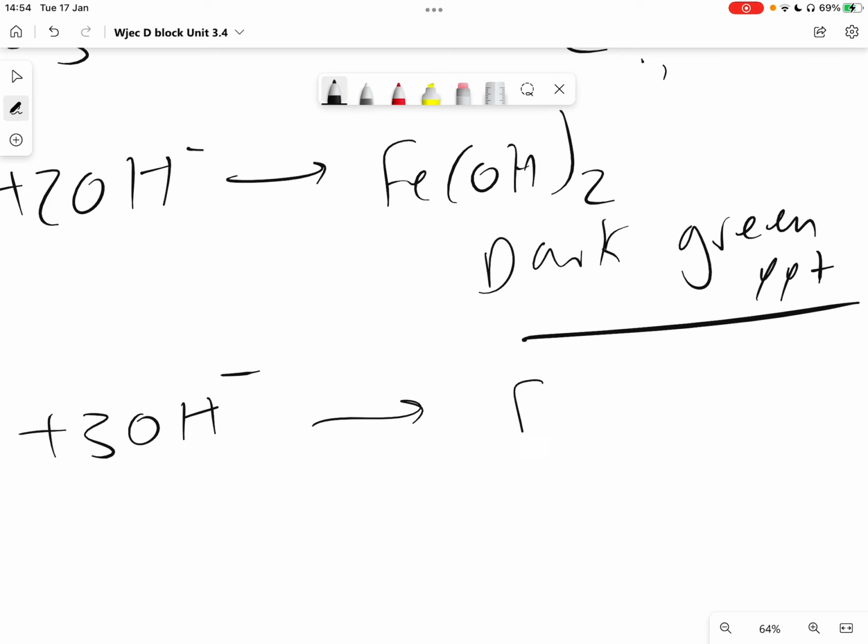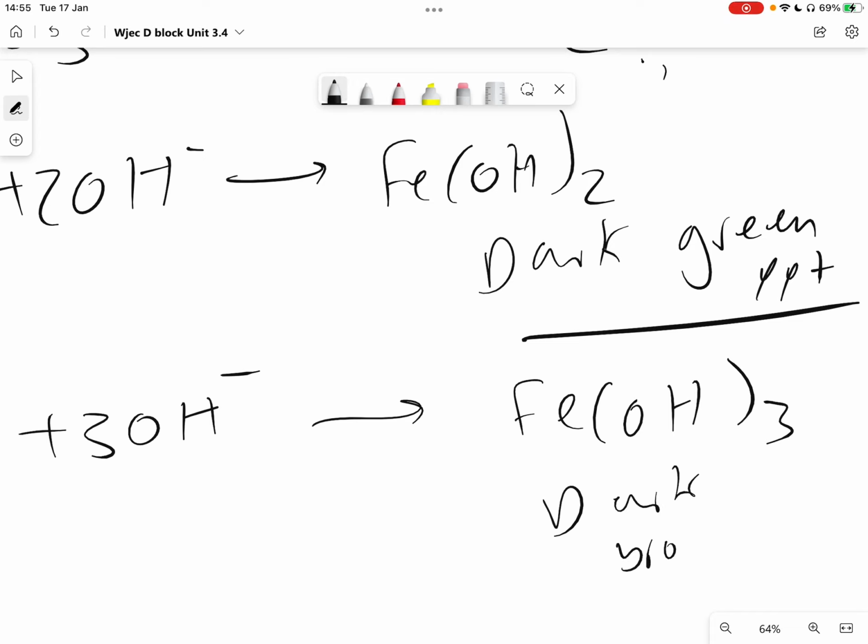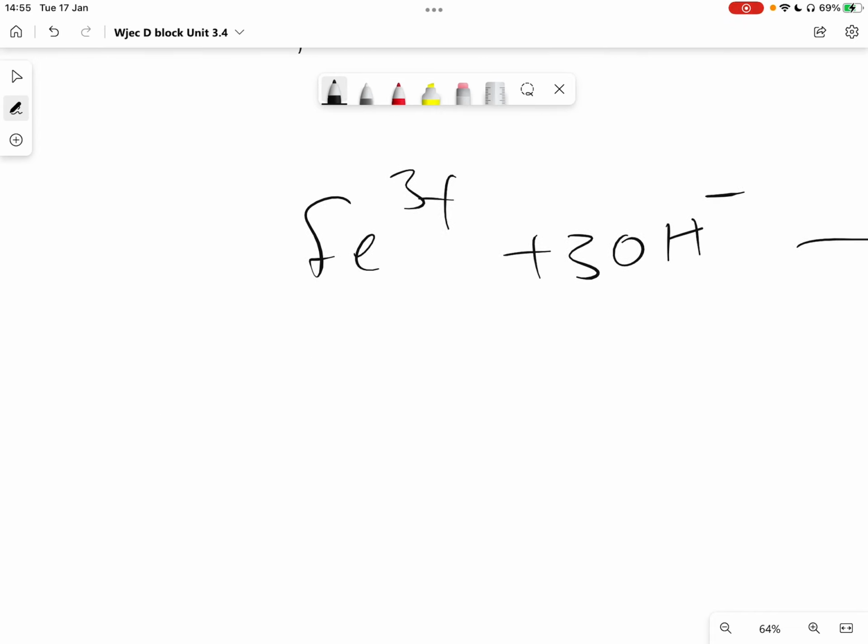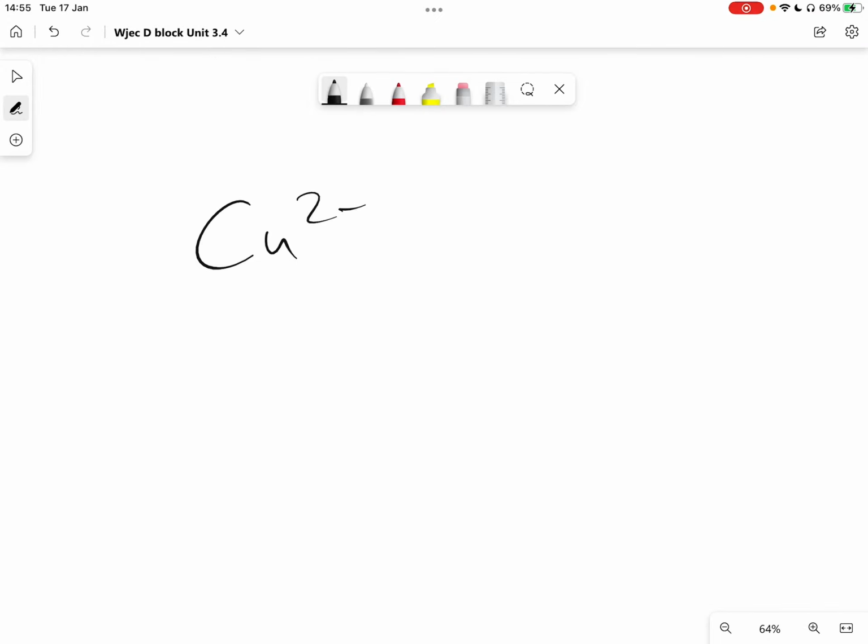Now this is going to go to Fe(OH)3, which is also a dark browny colour. It's also good to note that Fe3+, as said before, is a brown colour. But if you have it in water, it can also be a slightly yellowy colour, so browny yellow, because they might mix that in. And of course, the last one you need to know is copper 2+.